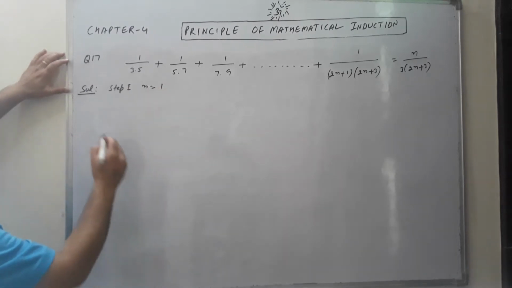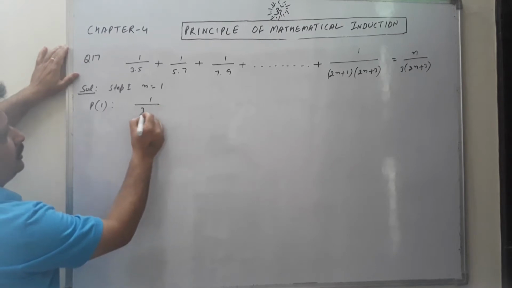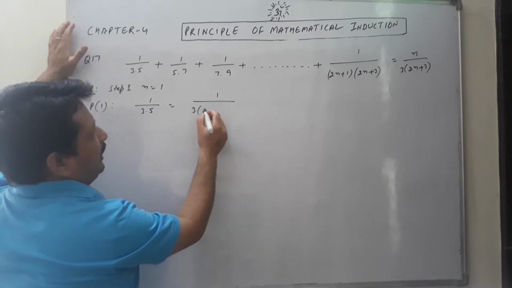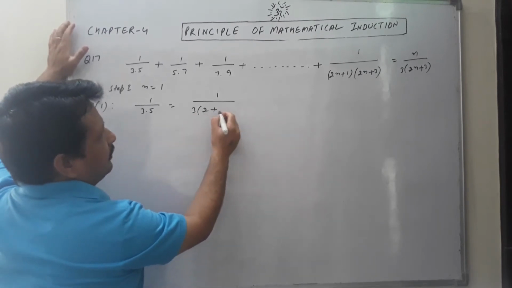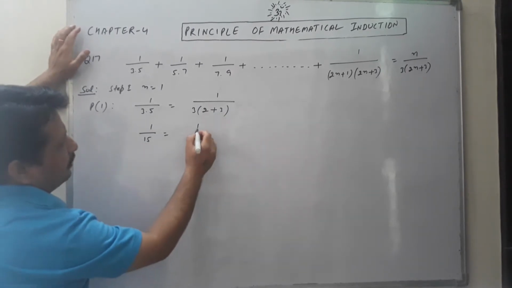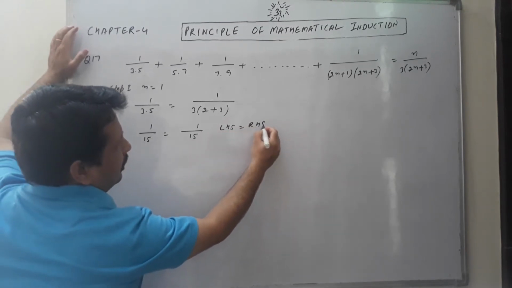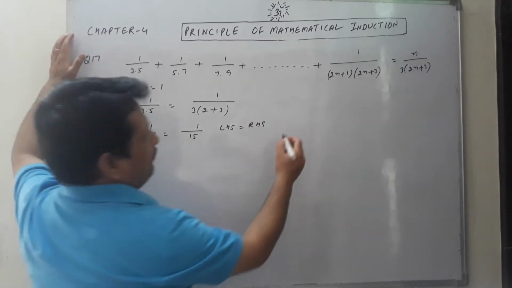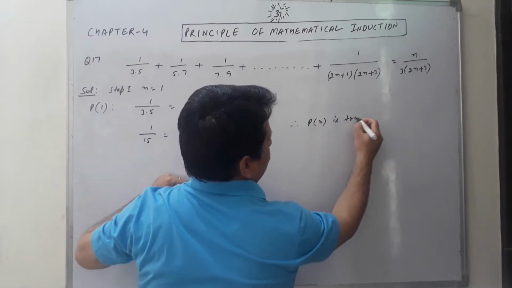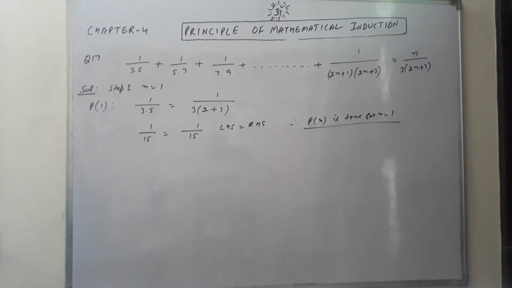n is equal to 1. Students, P of 1, that is 1 upon 3 into 5, is equal to 1 upon 3 into (2 into n, that is 1, plus 3). So it will come as 1 upon 15, that is equal to 1 upon 15. Means the left hand side will come as equal to right hand side. So therefore we can say that P of n is true for n is equal to 1. This is our step number 1.